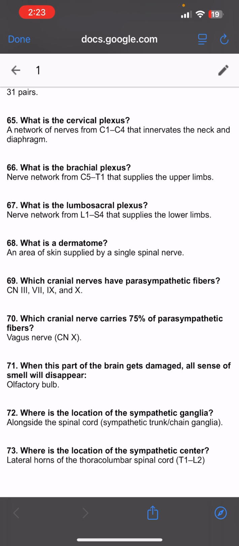Which cranial nerves have parasympathetic fibers? CN 3, 7, 9, and 10. Which cranial nerve carries 75% of parasympathetic fibers? Vagus nerve, CN 10. When this part of the brain gets damaged, all sense will disappear: olfactory. Where is the location of the sympathetic ganglia? Alongside the spinal cord (sympathetic trunk or chain ganglia). Where is the location of the sympathetic center? Lateral horns of the thoracolumbar spinal cord, T1 to L2.